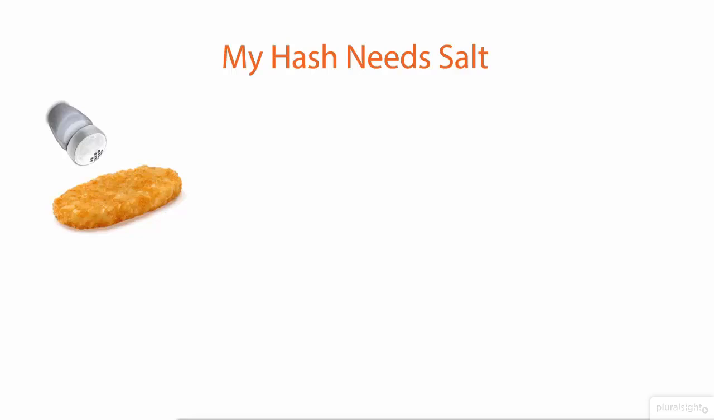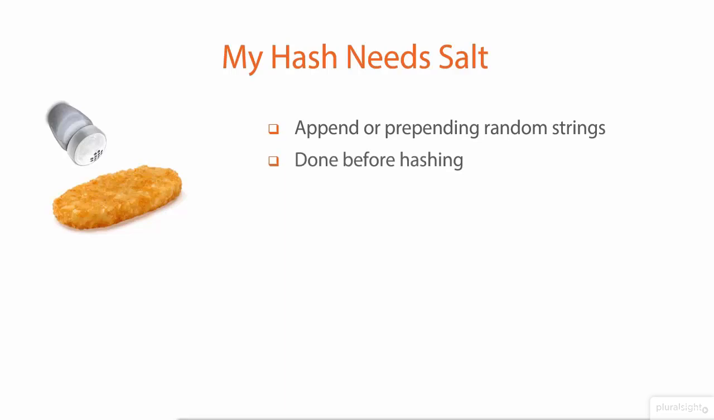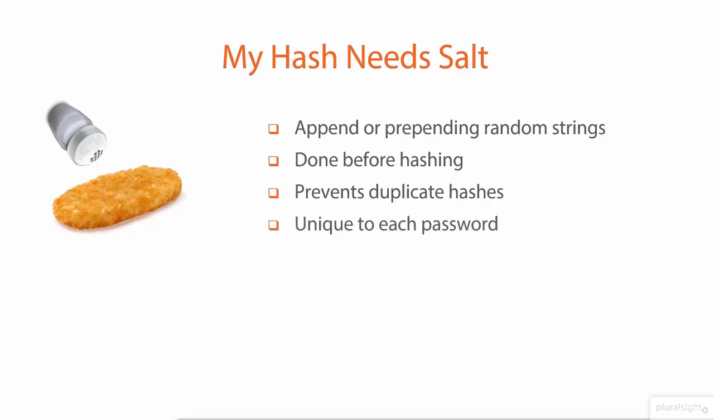Well, what we can do is we can randomize the hashes by appending or prepending random strings, we call it a salt, to the password before we hash. Now, this again helps us with having duplicate hashes, as well as it makes it really hard for an attacker to find out what's going on. Now, each salt needs to make sure that it's unique for each password. Don't use the same string of characters for every password.